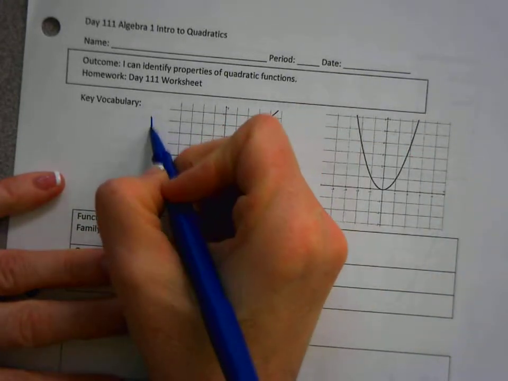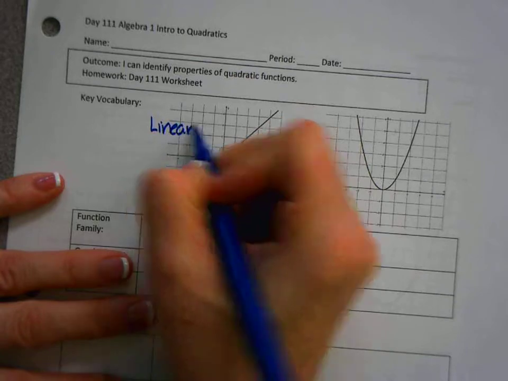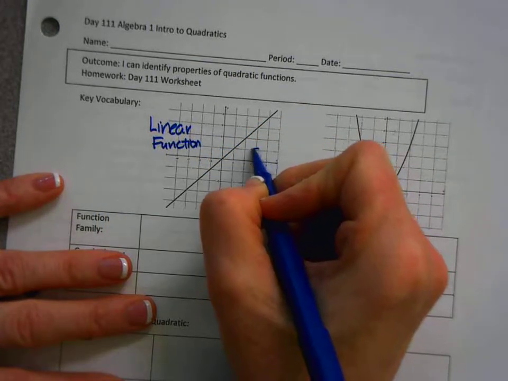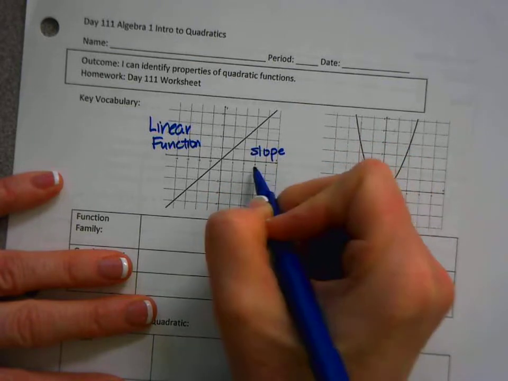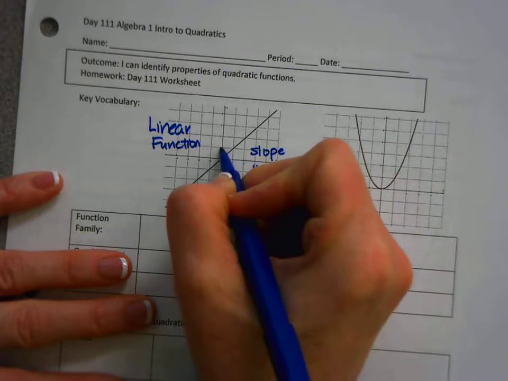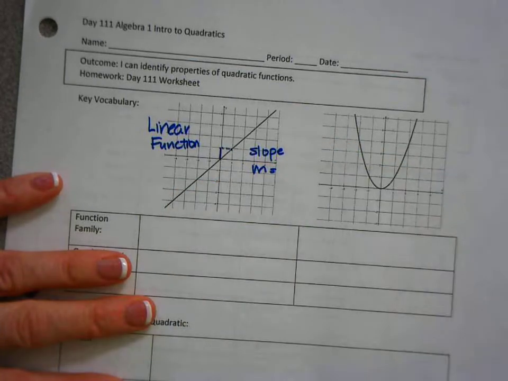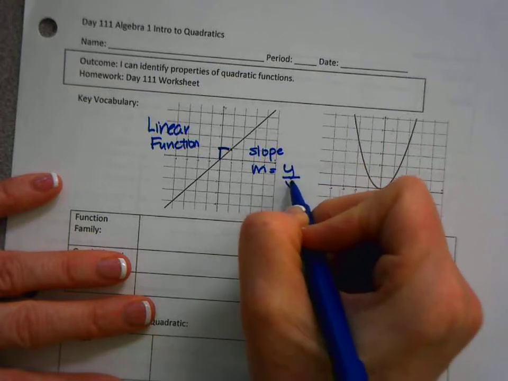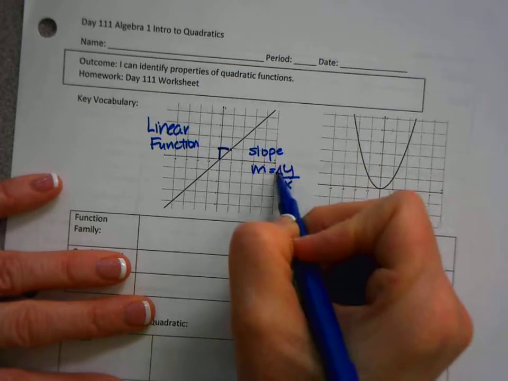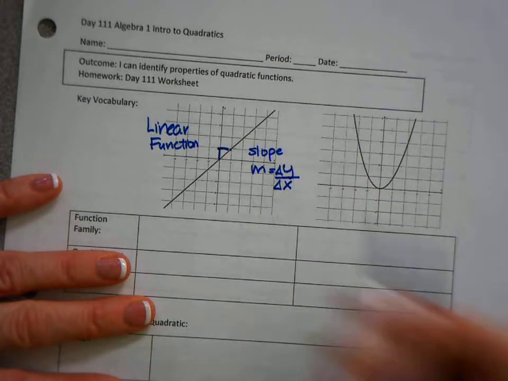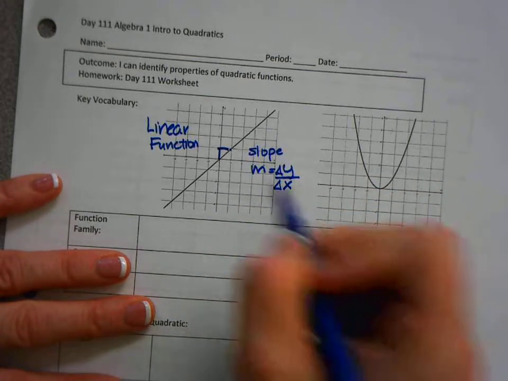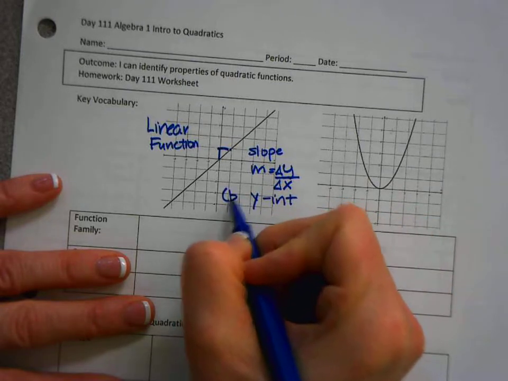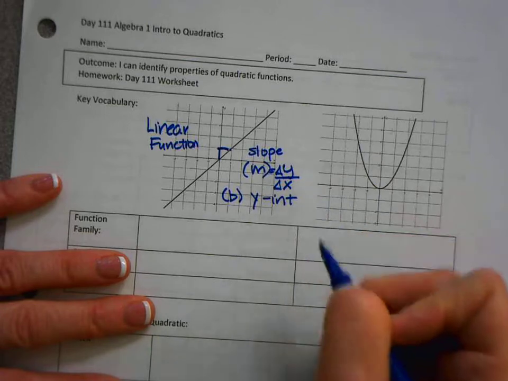Right now we know this is a linear function. What do we know about it? That it has slope. M equals the change in y over the change in x. That's a slope. Every line has a slope. Every line has a y-intercept, which we know is b. Right here we have m, and here we have b.